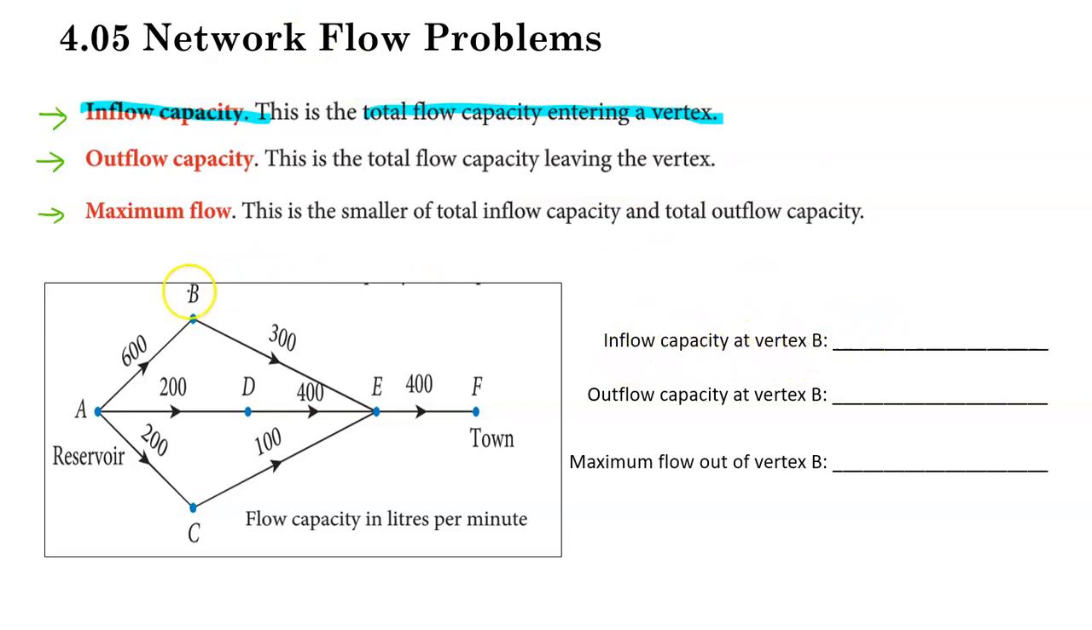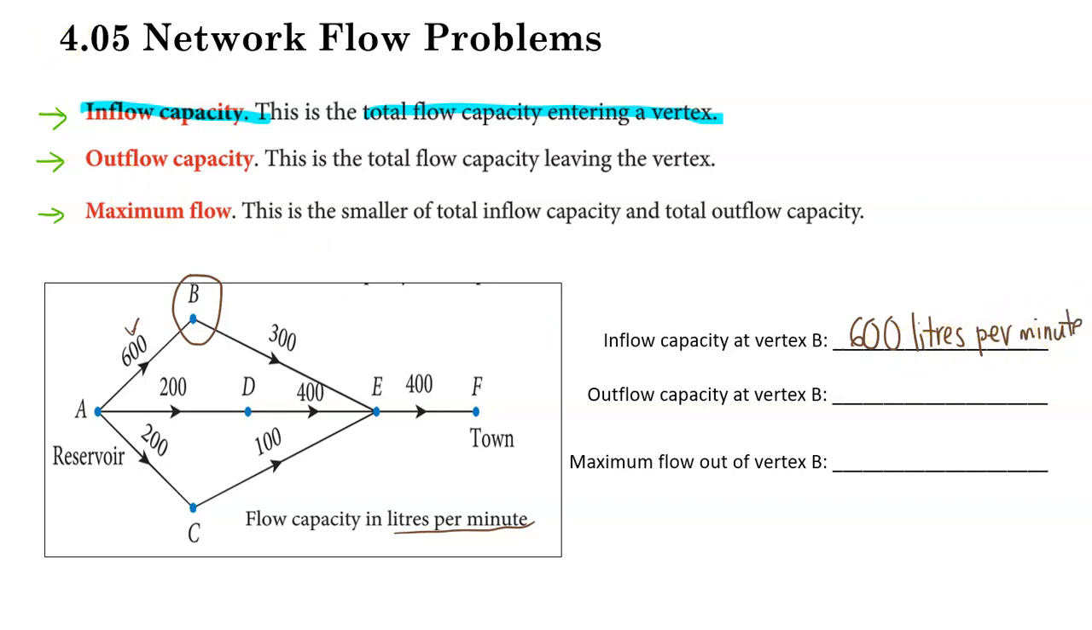So where is vertex B? Vertex B is over here. So how many capacity going into B? 600. From A to B only have one edge. So you write here 600. And what is the unit? Liter per minute. You need to write the unit. If you don't, you're going to lose a mark.